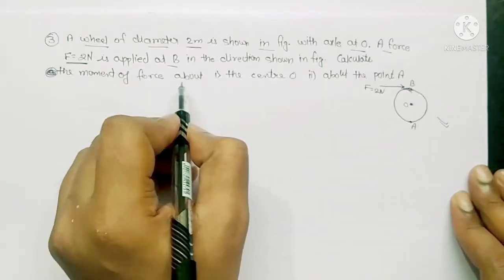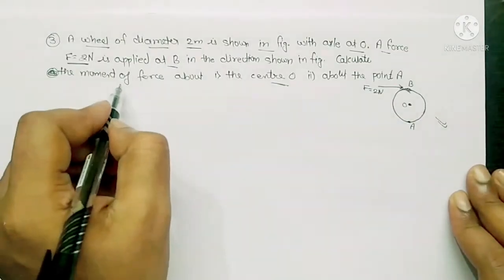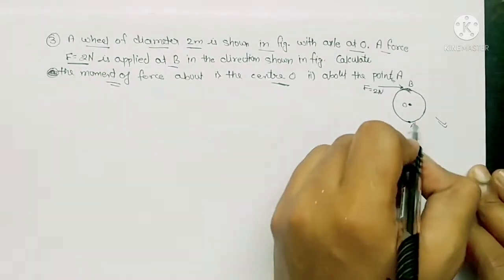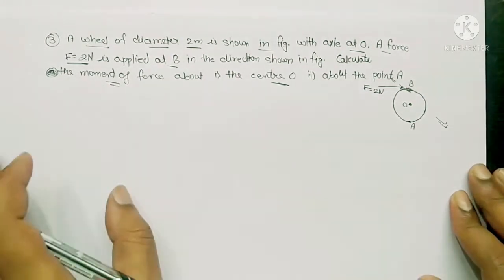So calculate the moment of force about the center. So we have to find out the moment of force in this case, about the center O in the first case, and second is what? About the point A, which is exactly opposite to the point B. So we have to find out the moment of force.